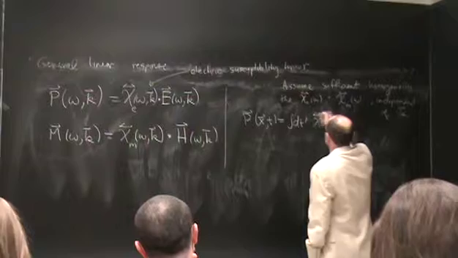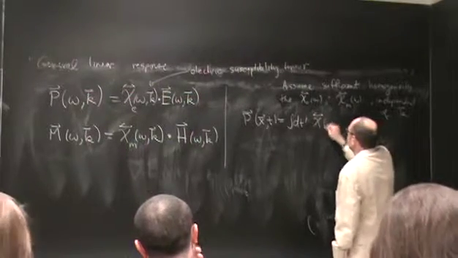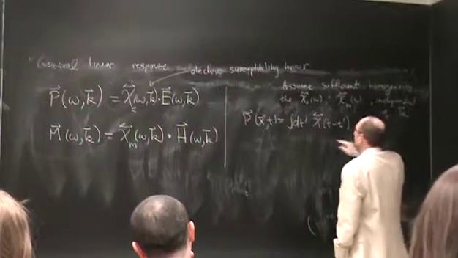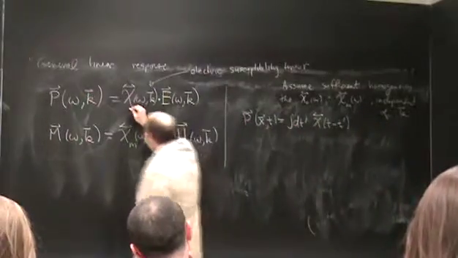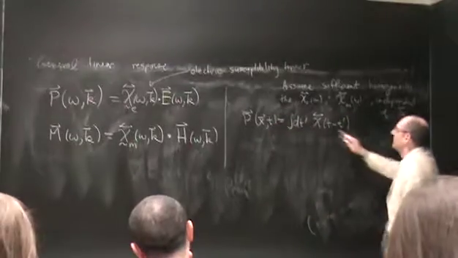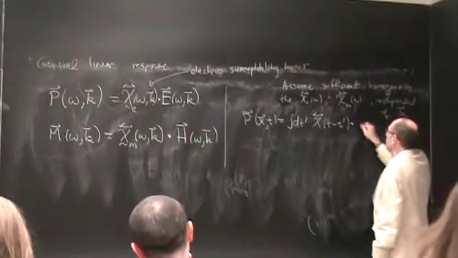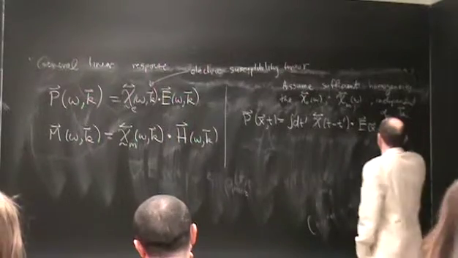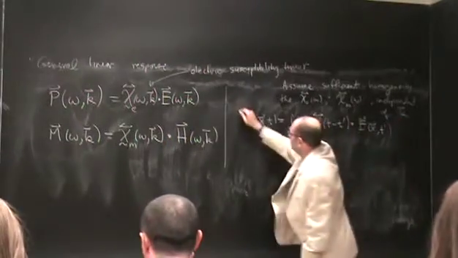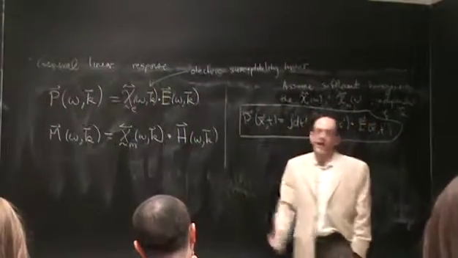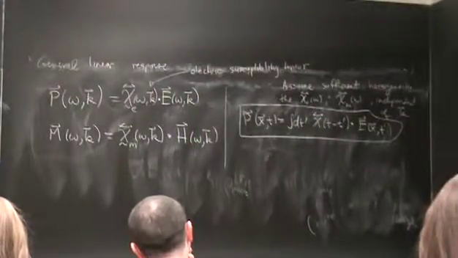All right. So now this is in the time domain. Let's put a little twiddle under this. This is the Fourier domain. This is the time domain dotted into Ex. And similarly for M, but let's just focus on P for the moment.